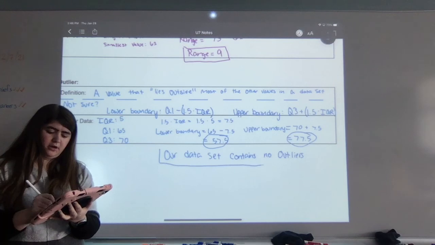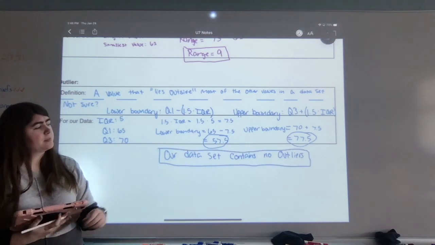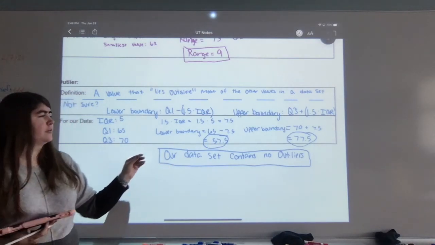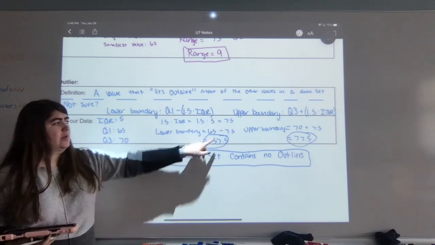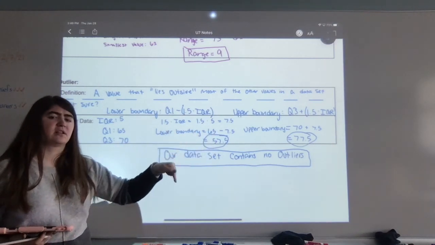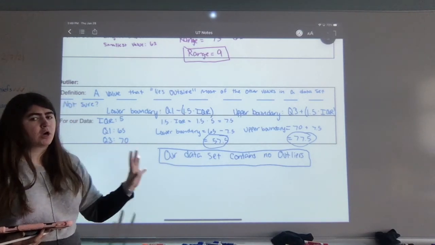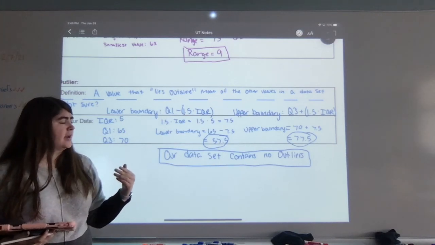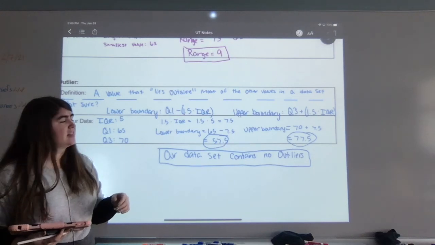And that is our answer for our data set. There are no outliers. One thing to keep in mind, just to help you remember: with the lower boundary, you're looking for things that are less than, and that's why we're subtracting, because you're looking for something a little lower. And for our upper boundary, you're looking for something a little more, and because it's more, that's why you're adding. Hopefully that can help you remember that as you are calculating. Otherwise, you're just going to have to memorize that.